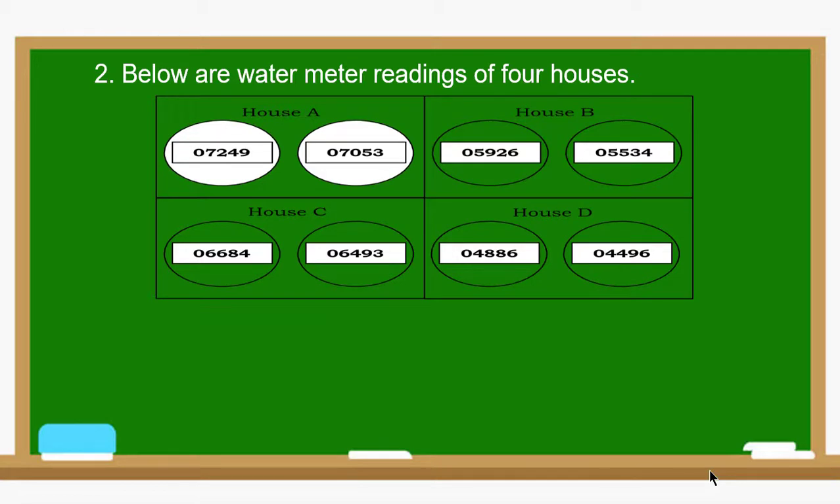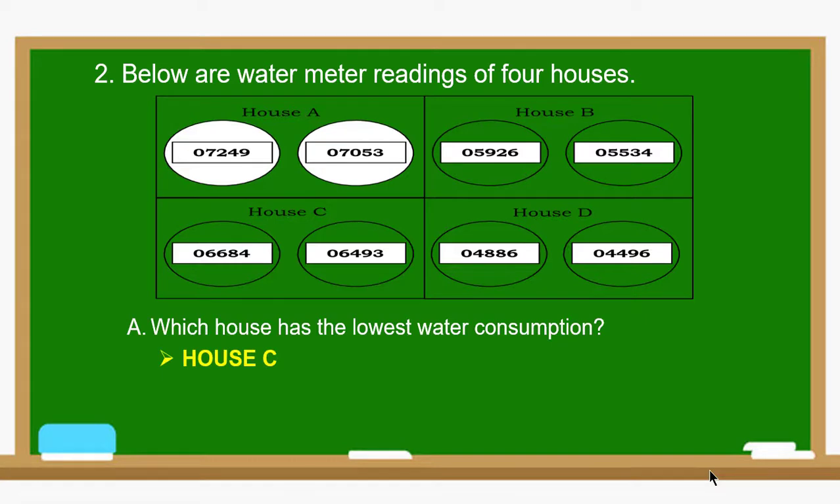Number 2. Below are water meter readings of 4 houses. House A, House B, House C, and House D. Which house has the lowest water consumption? If your answer is House C, you are correct.